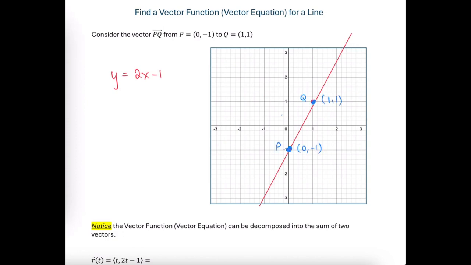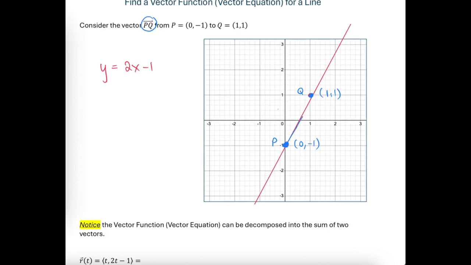Now let's consider the 2 points on the line, P and Q: (0, -1) and (1, 1). We want to look at the vector PQ, starting at the point P and going to the point Q. So this is our vector PQ. We're going to notice that this PQ vector is what we consider to be a vector in the direction of our line. Let's call this line L. And so we will say a vector in the direction of line L.